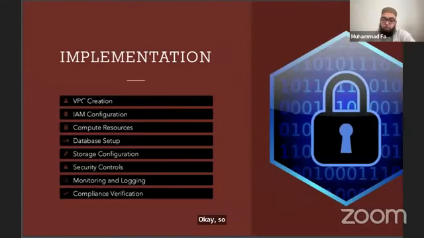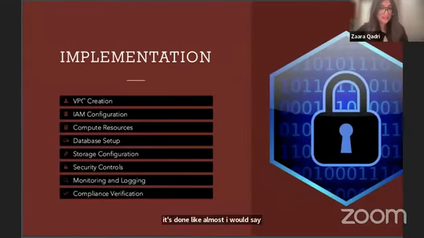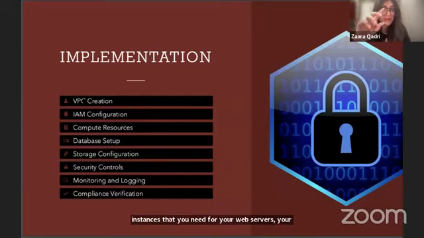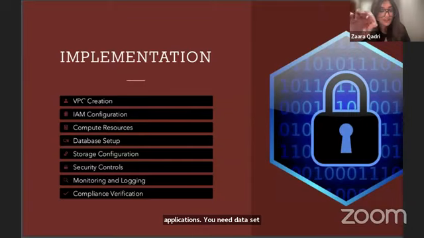All right, so we have the implementation guide. You need VPC creation, you need IAM configuration, you need compute resources. That, for example, is your EC2 instances that you need for your web servers and your applications. You need data setup. In data setup, you create RDS instances for the database, and that helps you enable encryption and configure backups as well.